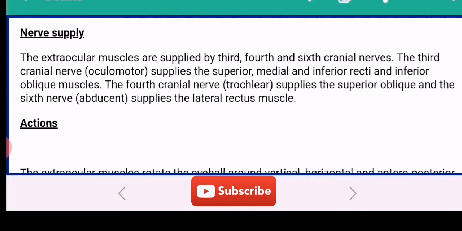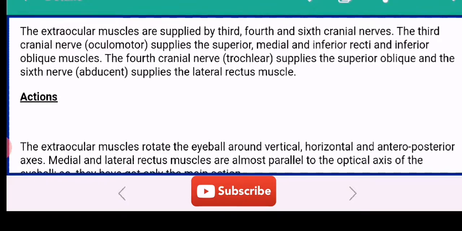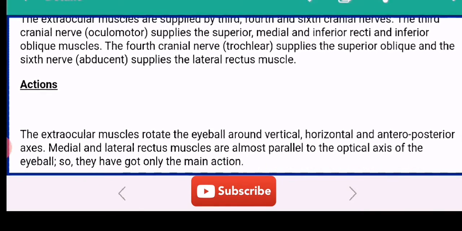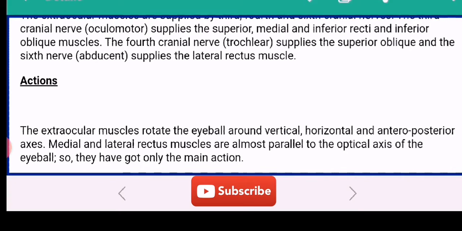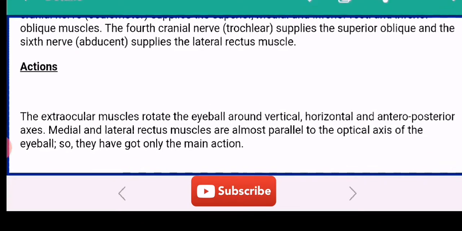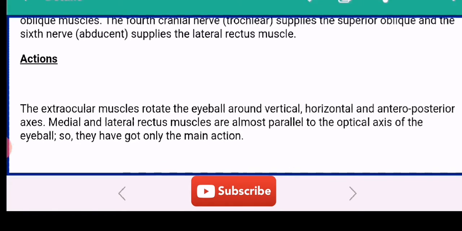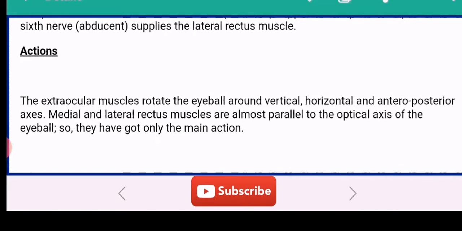The extraocular muscles are supplied by 3rd, 4th and 6th cranial nerves. The 3rd cranial nerve, oculomotor, supplies the superior, medial and inferior recti and inferior oblique muscles. The 4th cranial nerve, trochlear, supplies the superior oblique, and the 6th nerve, abducent, supplies the lateral rectus muscle.